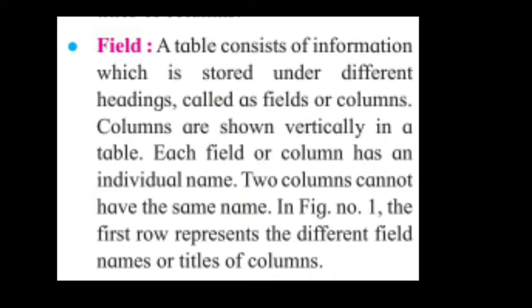Now every table consists of a number of columns, but in case of a database, a table consists of information stored under different headings called a field or column. In short, a table consists of rows as well as columns. Every column is termed a field. By giving a suitable title to that particular column, the end user can easily identify what information it holds about that table.